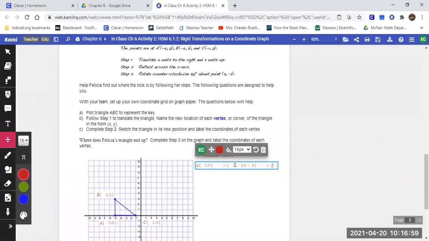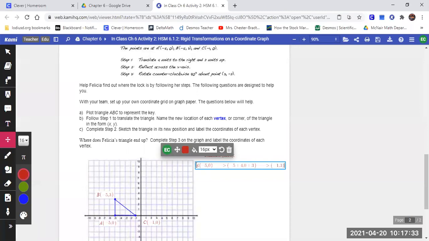If we take our x, -5, and add 4, and if we take our y and add 3, what would the new location be? Do the math. -5 plus 4 is not 9, but I do agree that the y is 3. Oh, -1, 3. So we're going to do the same thing for B.